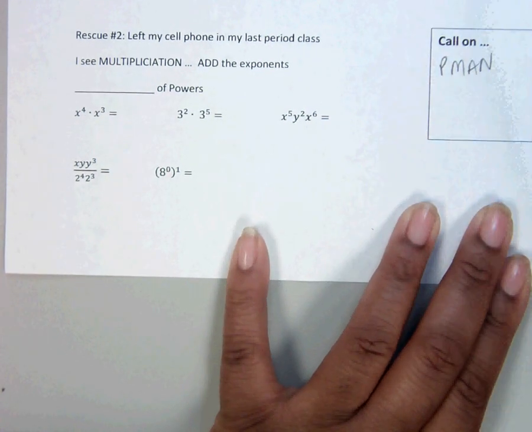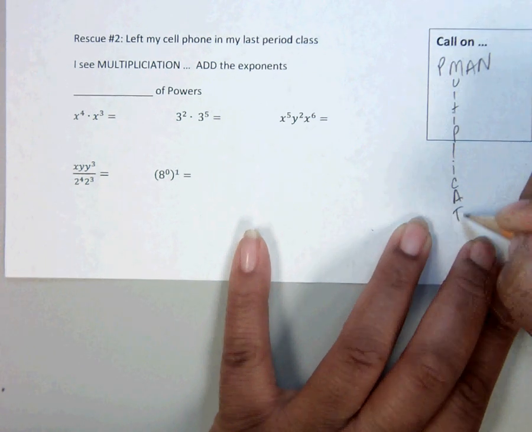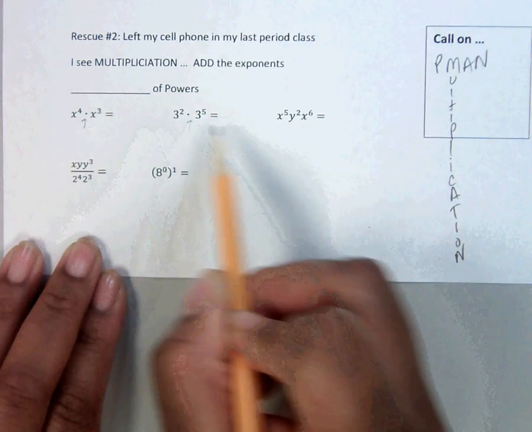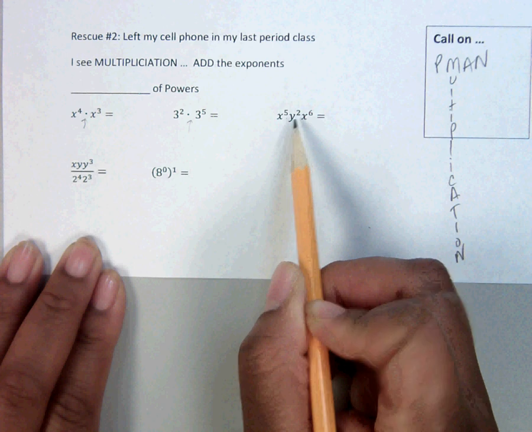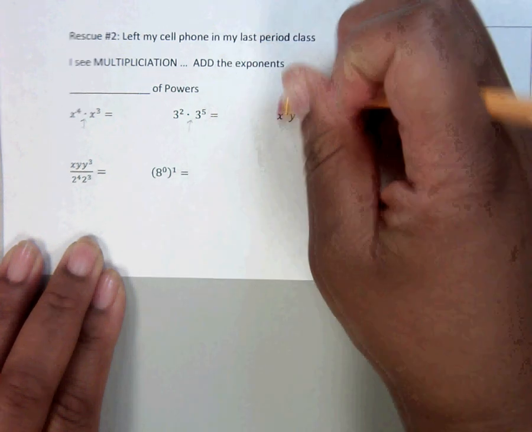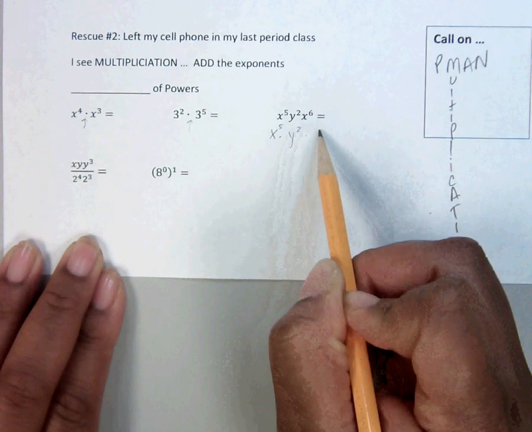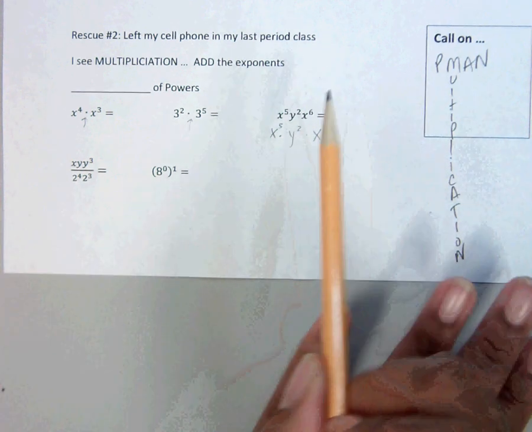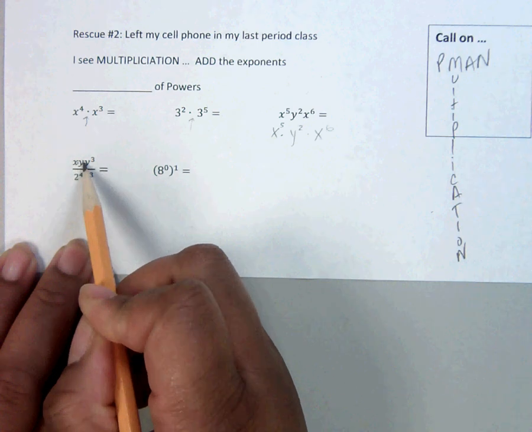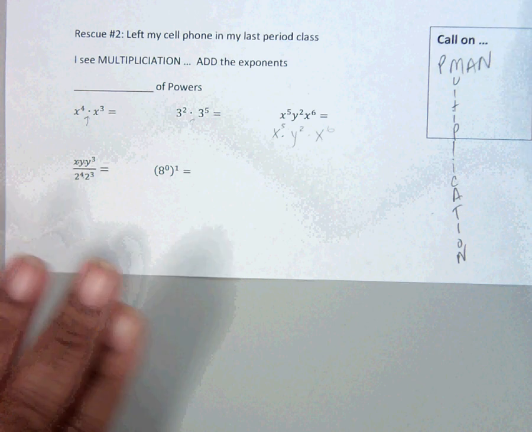And P-Man says, I see multiplication. And even though we don't see multiplication here, P-Man sees it because there's nothing between it. That means they're being multiplied. So it is there. He says, I see multiplication. He even sees it here. It's in between. So I see multiplication.